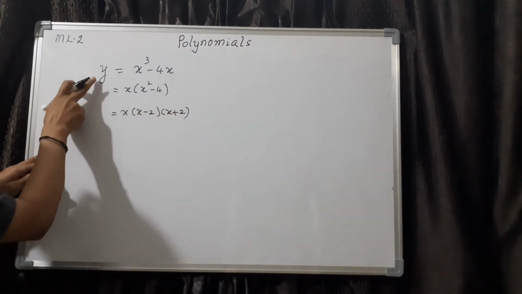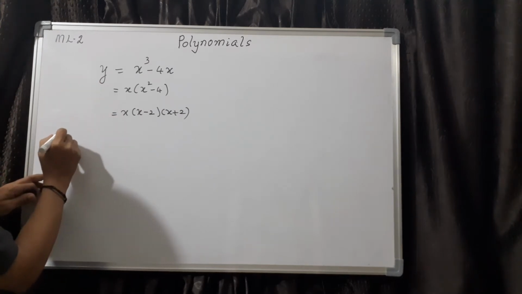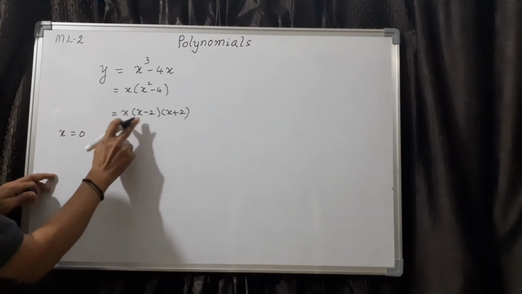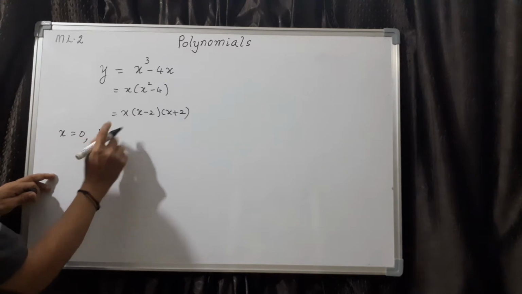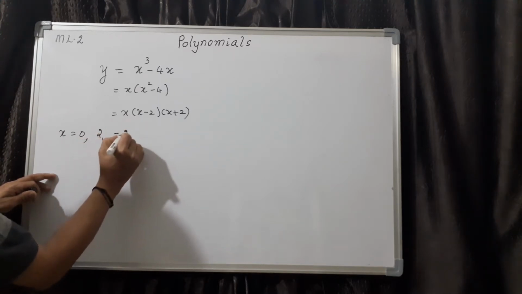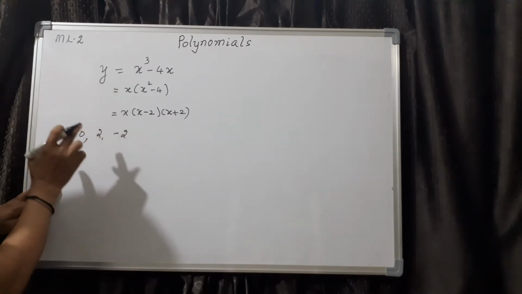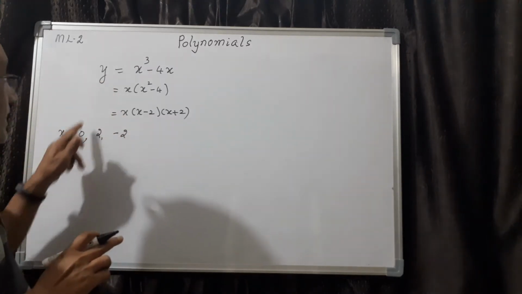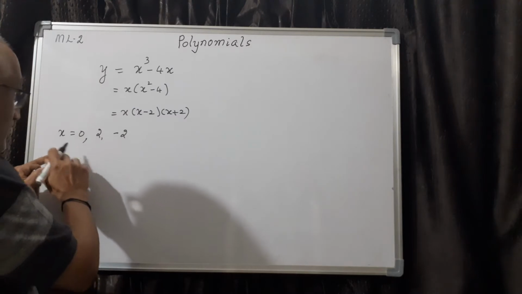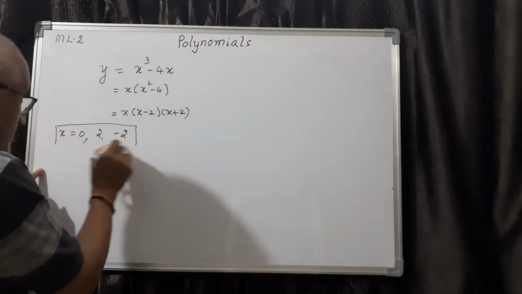So now where will y be 0? When x is 0, definitely it is 0. When x is 2 also it is 0. When x is minus 2 also it is 0. That means these are the three zeros of this polynomial. Zero means the value where y becomes 0. So that is called a zero. So there are three zeros for this polynomial.